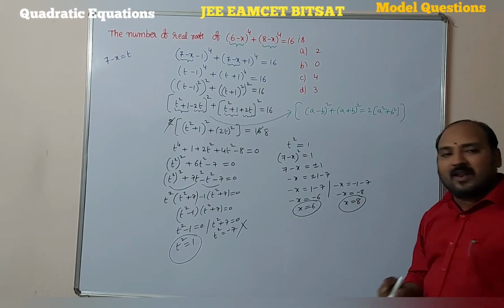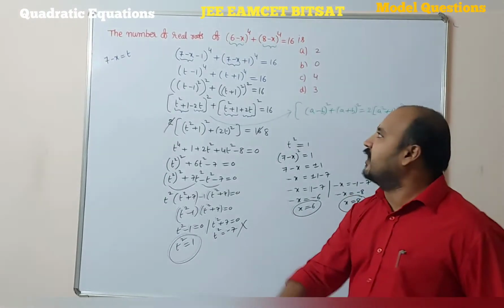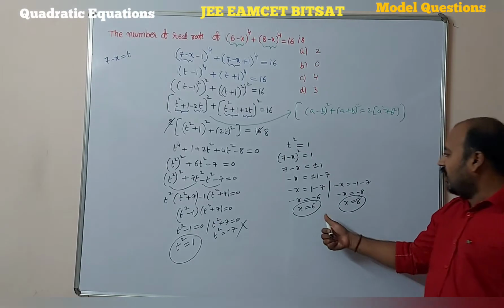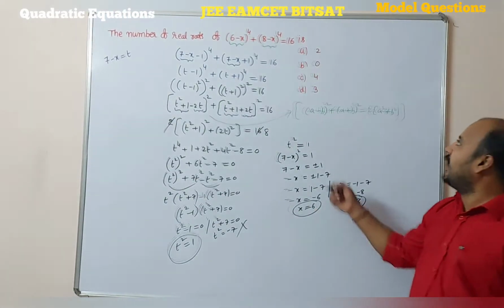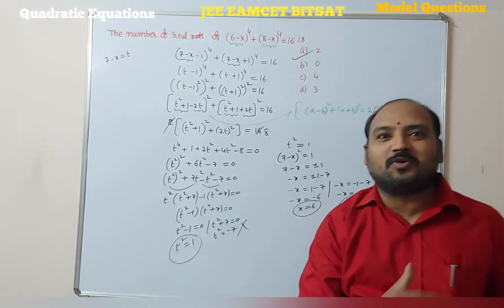So how many real values do we have? x is equal to 6 and x is equal to 8. Two values are there. So the number of real roots of this equation is 2. 6 and 8, it is there in the first option. I hope you people understand. Yes, students, we'll move on to the next question.